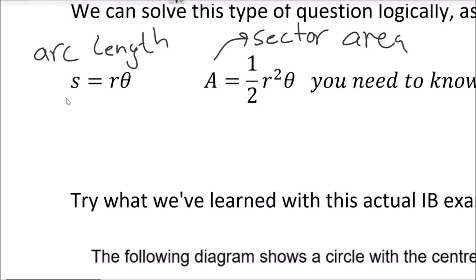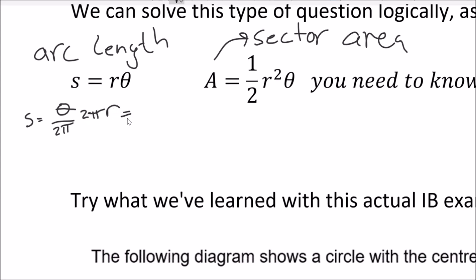Okay, so for arc length a minute ago, what we had said is that it was going to be theta, or the angle out of 360. But if we're dealing with radians, a circle doesn't have 360 radians. It has 2 pi radians. And then we multiply that by circumference, so 2 times pi times r.